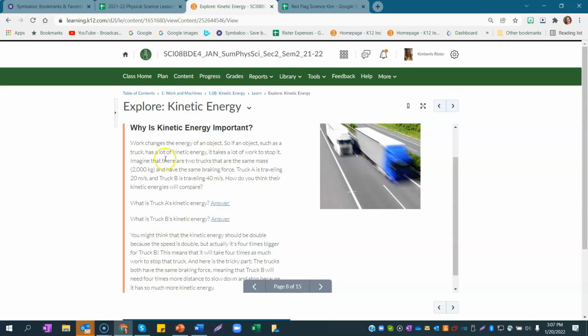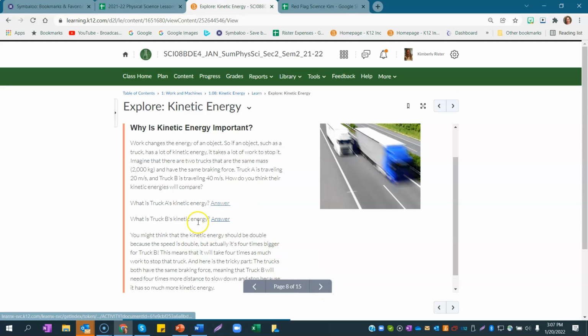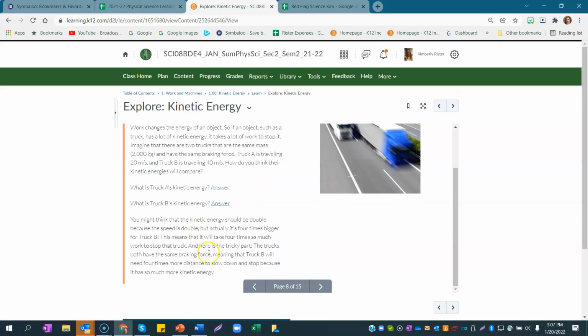If we were to plug those numbers in and solve the problem, the kinetic energy for the first truck would be 400,000 joules, and for the second truck it would be 1,600,000 joules. All right, with just a difference of 20 meters per second. One was 20, one was 40. So you might think that the kinetic energy should be double because the speed is double, but it's actually 4 times bigger for truck B. And this means that it will take 4 times as much work to stop the truck.